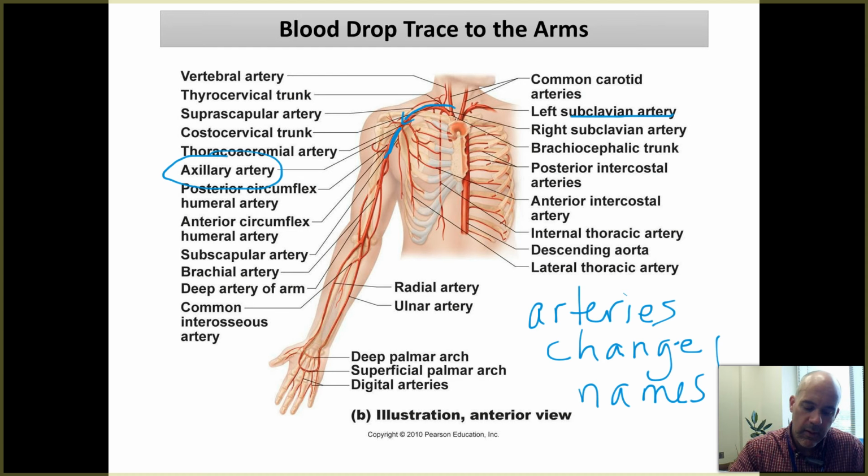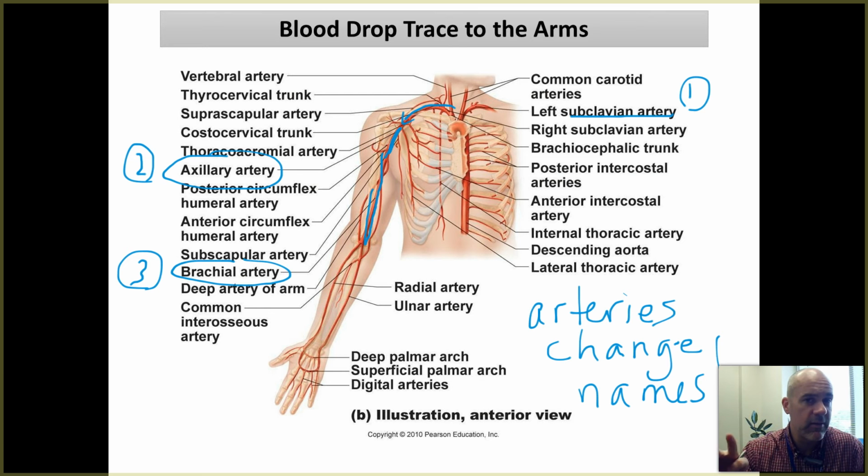It's another artery name you guys need to know. Around an axillary, if you remember, that's the regional name for the armpits. The axillary artery then becomes the brachial artery as it passes through the deep portions of the upper arm.